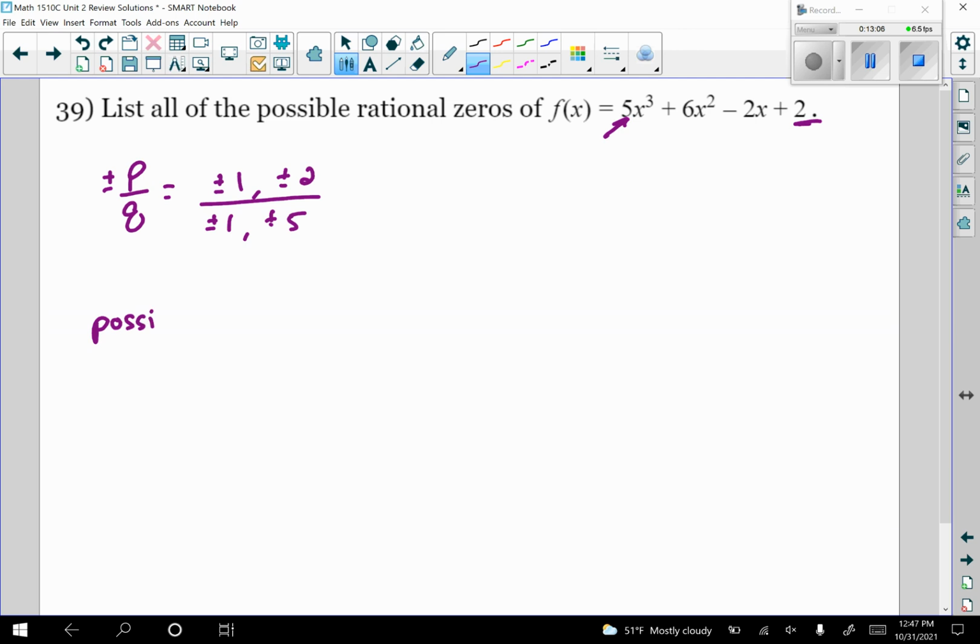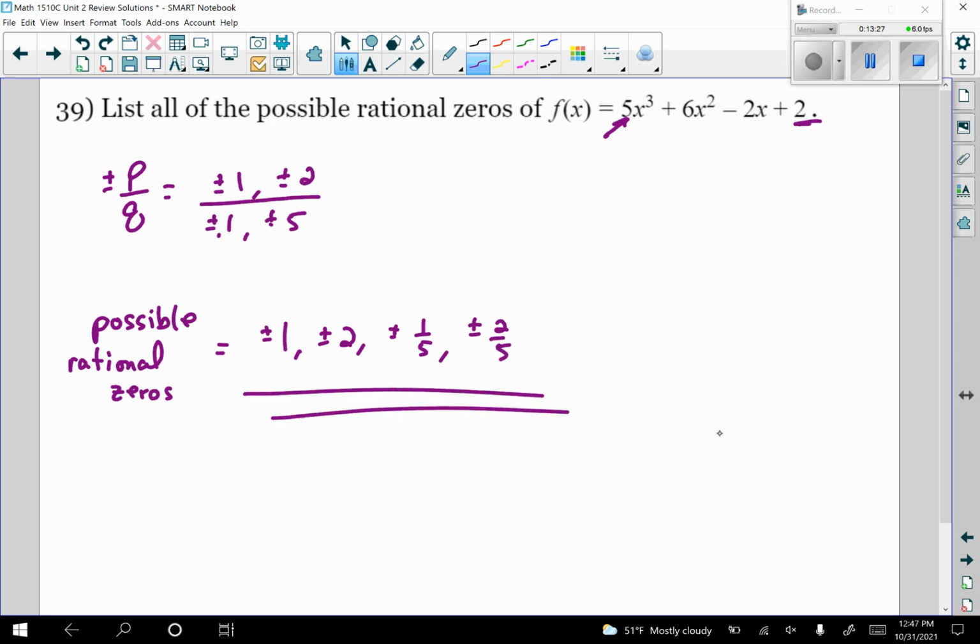So the possible rational zeros are plus or minus 1 over 1, so plus or minus 1, plus or minus 2 over 1, so plus or minus 2. Then I do plus or minus 1 over 5, and then plus or minus 2 over 5. Those are my possible rational zeros.